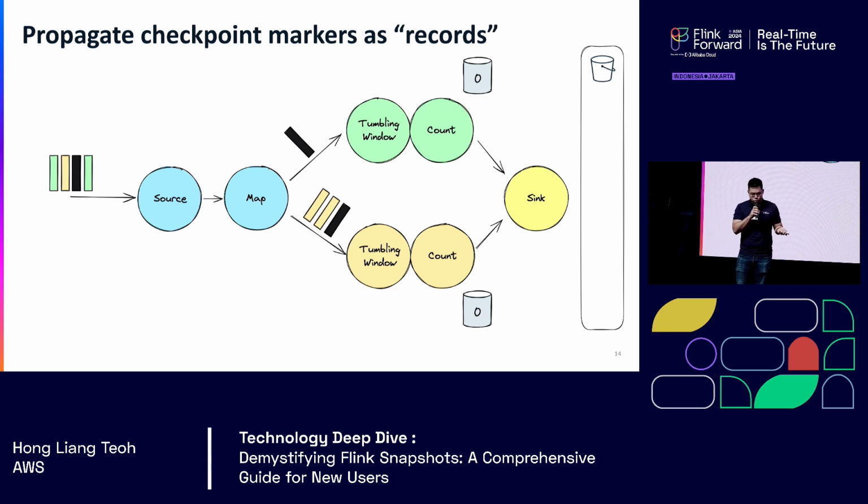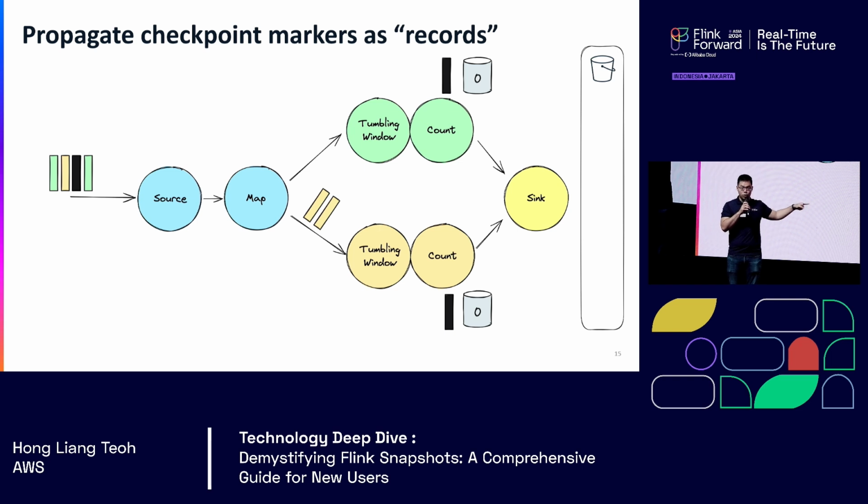So what happens is, as you can see, the operators now have this checkpoint marker. So it says, oh, I've seen this checkpoint marker. I need to take a checkpoint. So it will do a checkpoint, and it will store the data that it has into the external file system. So this is how you get your checkpoint in Flink.